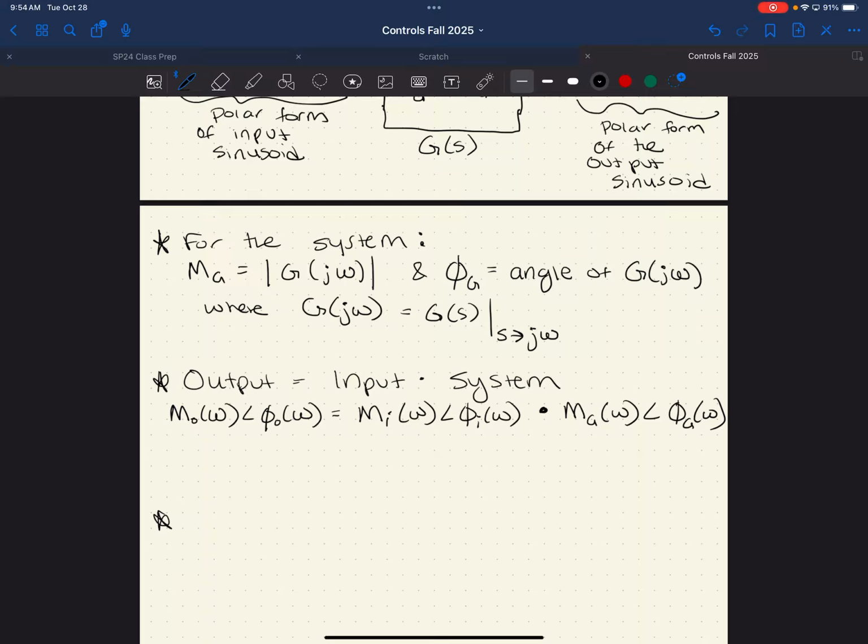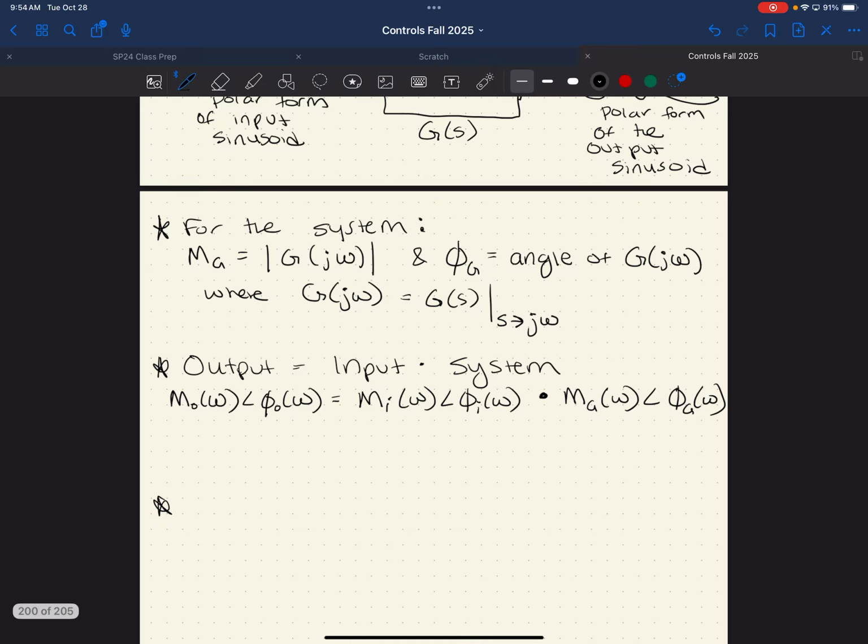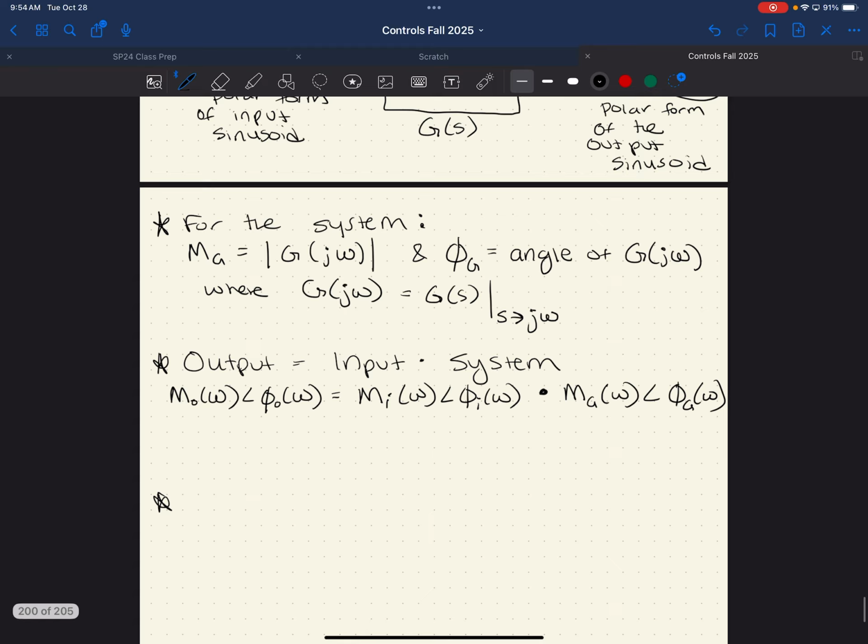Yep, Josh? Multiply the magnitudes and add the angles? Add the angles. Perfect. Very good. And you came in late, didn't you? So you missed the part where I reviewed that. Very well done, Josh. Great.